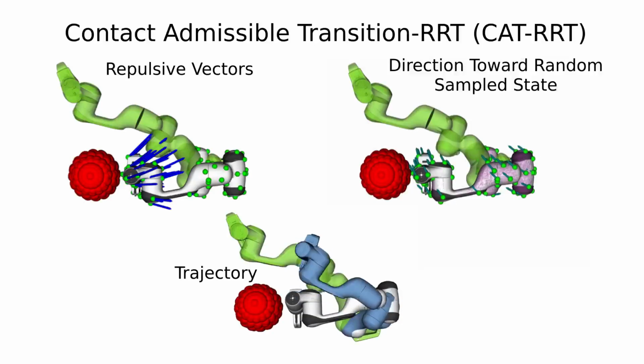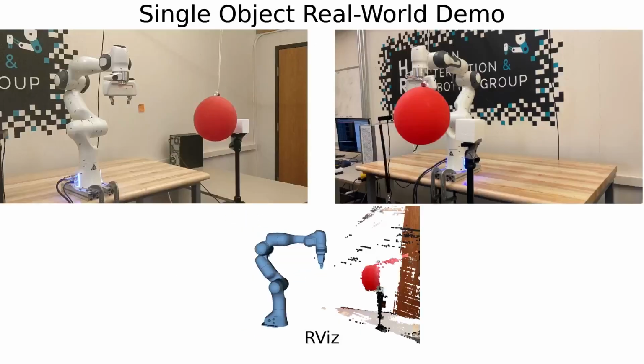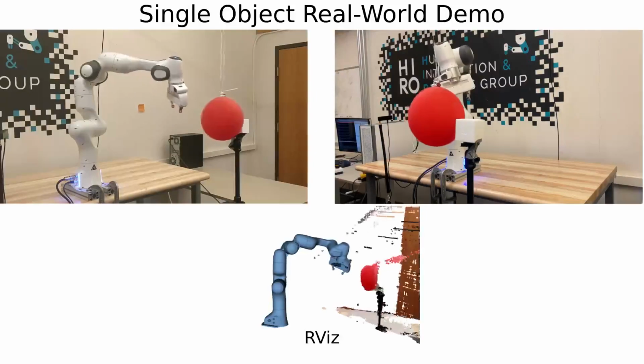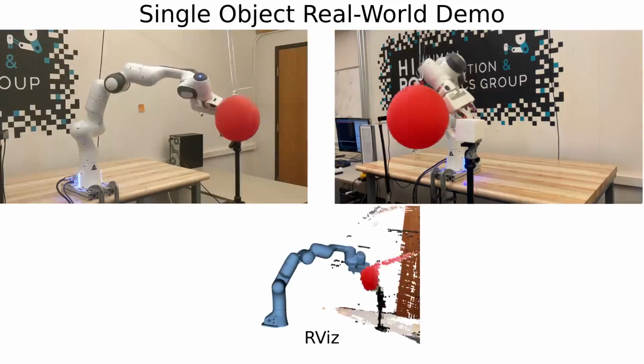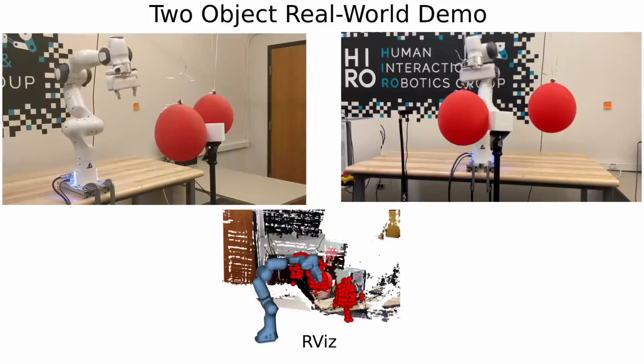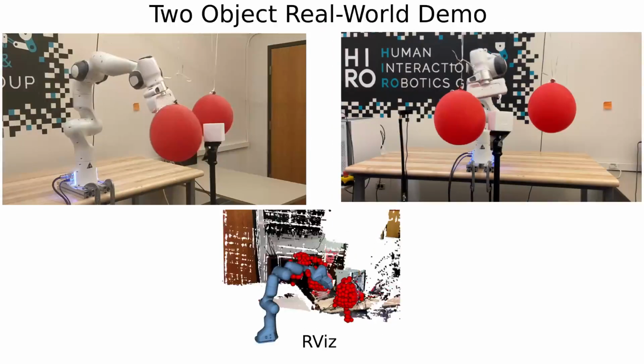CAT-RRT generates trajectories through low-cost areas associated with free space, and through high-cost areas associated with contact, as shown in the following real-life demonstration. Using CAT-RRT, the robot can move toward the block while making contact with a nearby balloon. This kind of contact is harmless, especially with software-compliant objects, and enables the robot to complete its task.